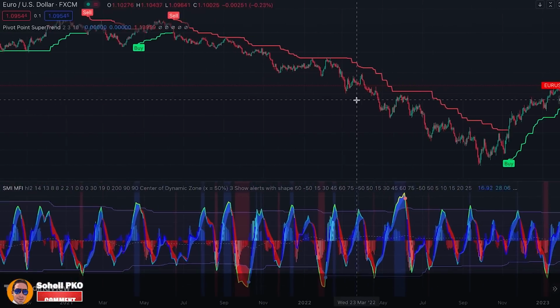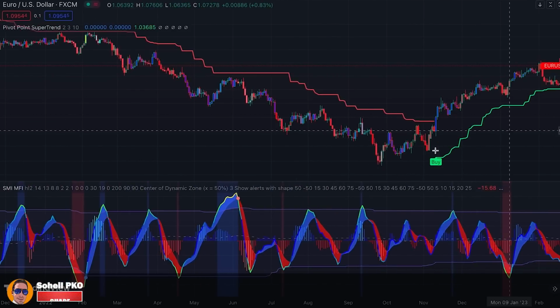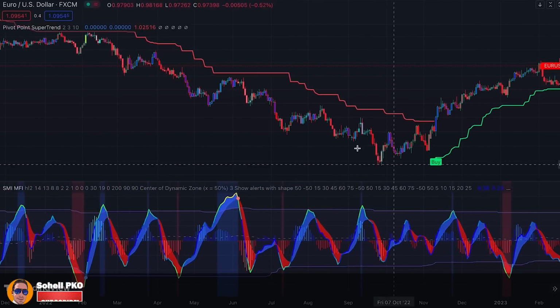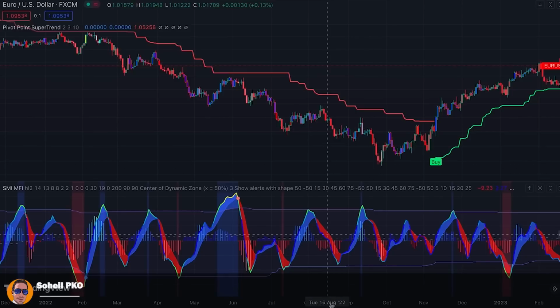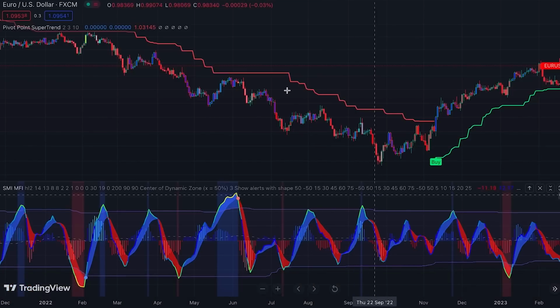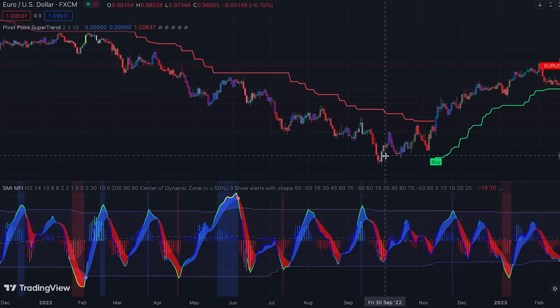For another example here, for this trend reversal, you can see that we had divergence before the reversal happened. The price made lower low, but our indicator made higher low. This shows that the downside momentum is weakening and the upside momentum is gaining strength, and this gives the possibility that we may have a reversal.